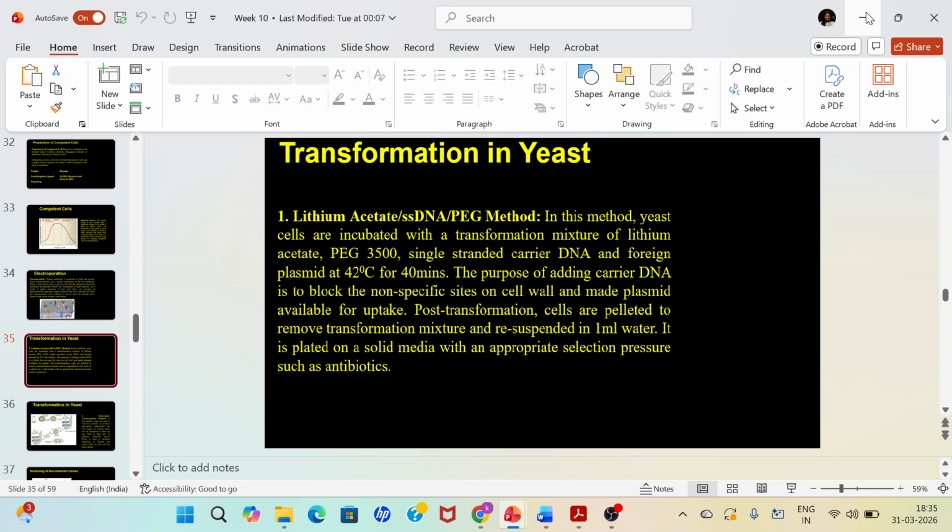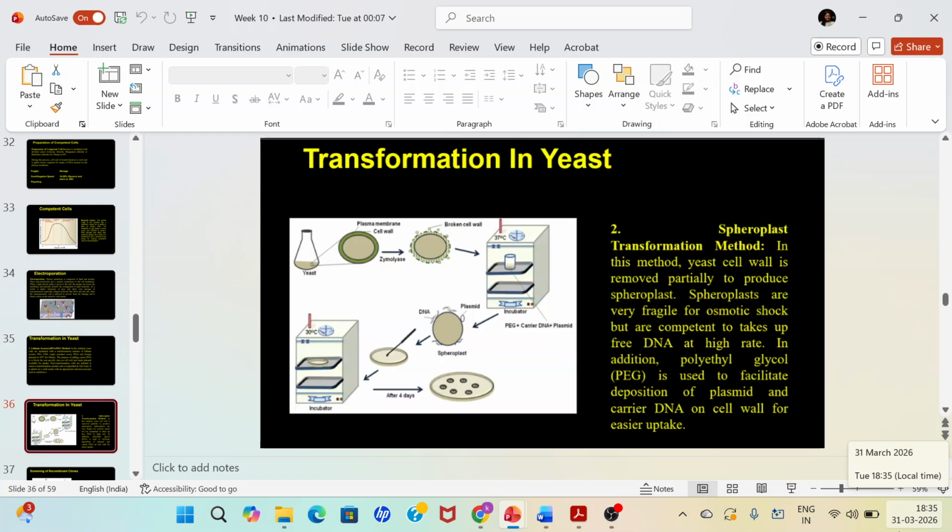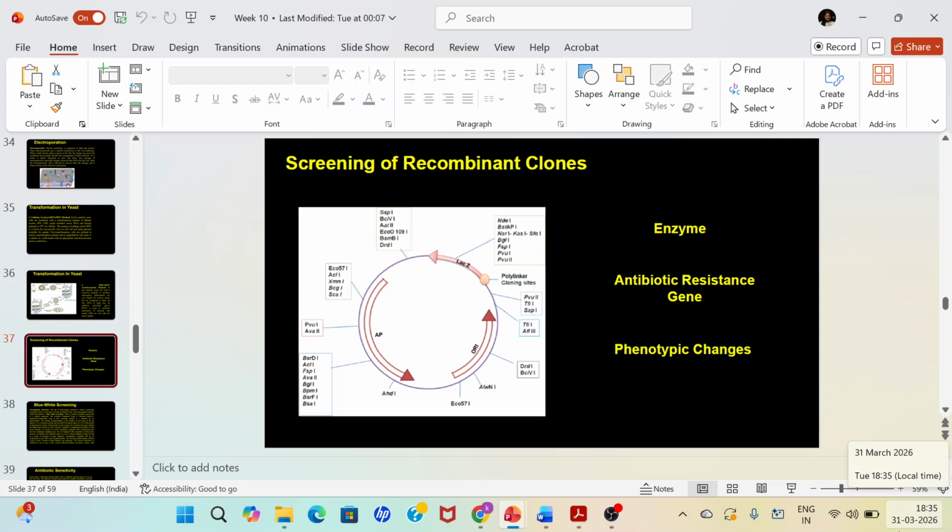When we are transforming yeast, we have a different method, that is the lithium acetate method. So it can be used in the case of yeast. We are again not going into the details of the different methods for transformation into yeast. I hope you have read it from the lectures.